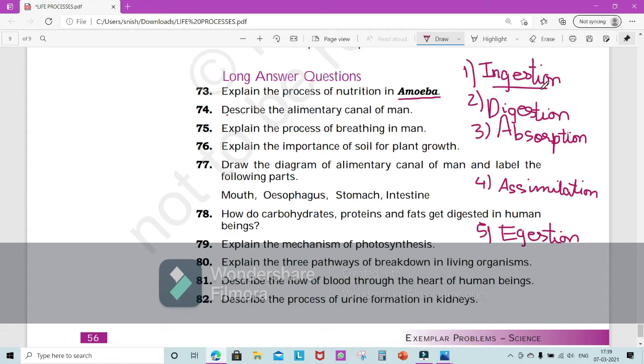Through the process of ingestion, the food is going to be taken in. So let's draw a rough diagram of an amoeba. This is going to be the nucleus of the amoeba. This is the nucleus, this is the cytoplasm, and let's assume that this is the food particle. Firstly, it's going to extend its finger-like projections called pseudopodia. It's going to extend like this, and the food particle is going to be here. This takes place in the first process called ingestion.